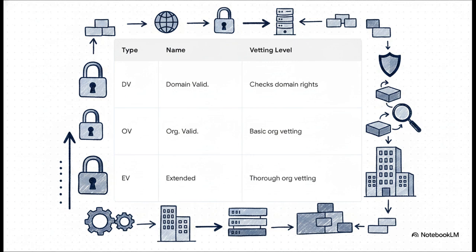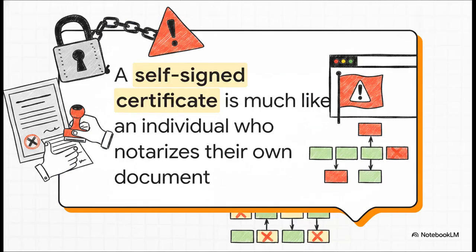Think of EV as the VIP background check of the internet. It requires the CA to conduct highly rigorous, thorough vetting of the organization before they'll hand over the certificate. Now consider a self-signed certificate. It's much like a person who notarizes their own document instead of having it signed by an official notary public. It acts as both the creator and the endorser, signing with its own private key. Because it completely lacks that trusted external third party, it lacks broader public trust.